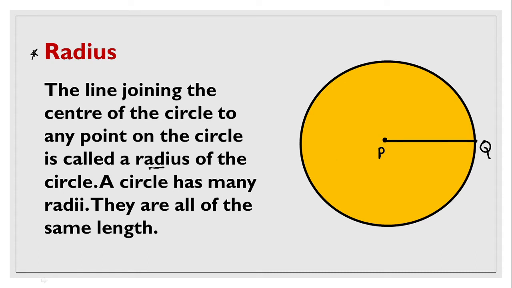Then, a circle has many radii. It's not like a circle has just one radius. If we draw only one, it is called a radius. If there are many, the plural of radius is radii. A circle has many radii. You can draw an infinite number of radii in a single circle.